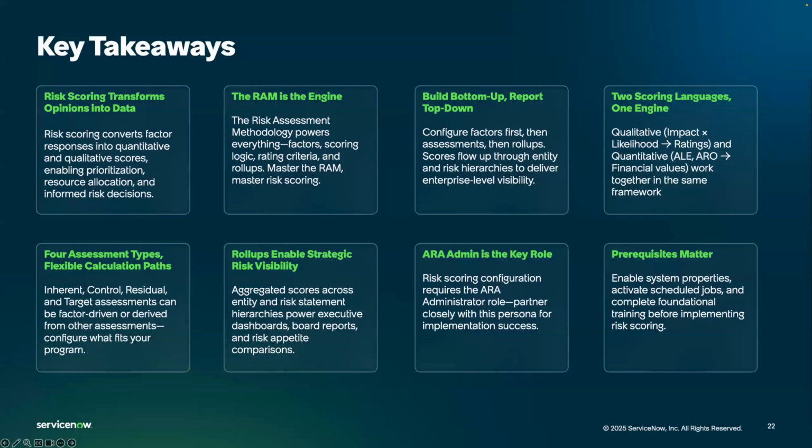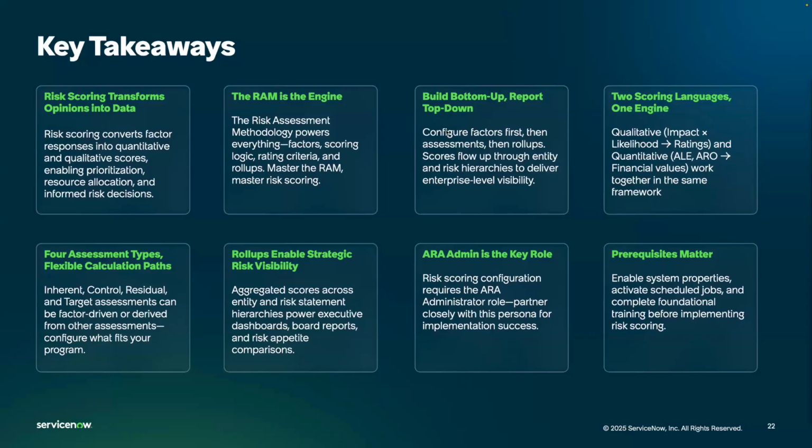All right. Before we wrap up, let's recap the critical points. Key takeaways. Risk scoring transforms opinions into data. Without it, you have subjective assessments. With it, you have actionable, comparable, and auditable scores. The RAM is your engine. Every scoring configuration, factors, logic, criteria, roll-ups, lives in the risk assessment methodology. Invest time here.